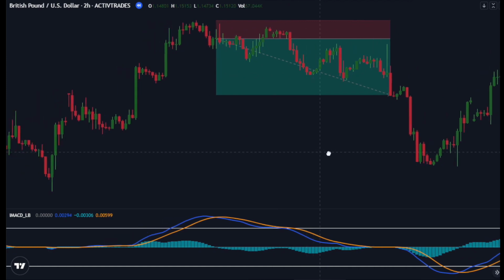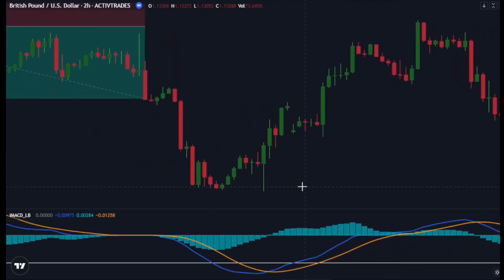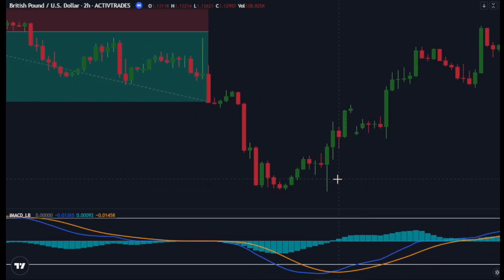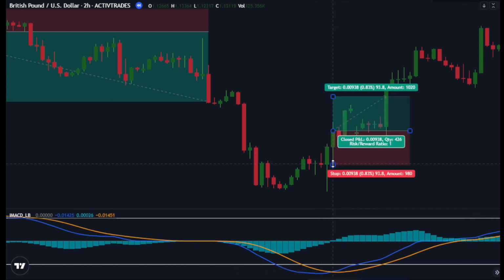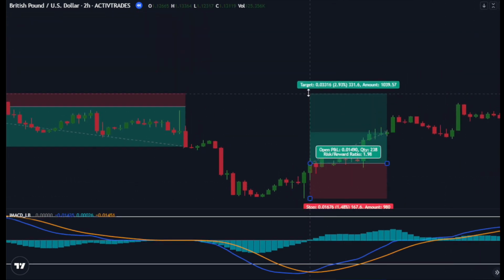As we see, it was a winning trade. Now we will see how to take long trades. To take long trades, we will wait for a bullish cross in the oversold area of the MACD. Once this happens, we set our stop loss at the nearest swing low. And the take profit will be a risk-reward ratio of 1 to 3.